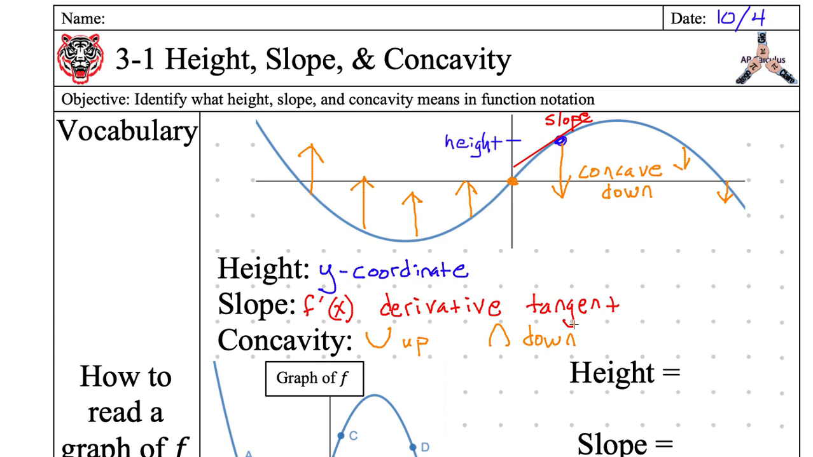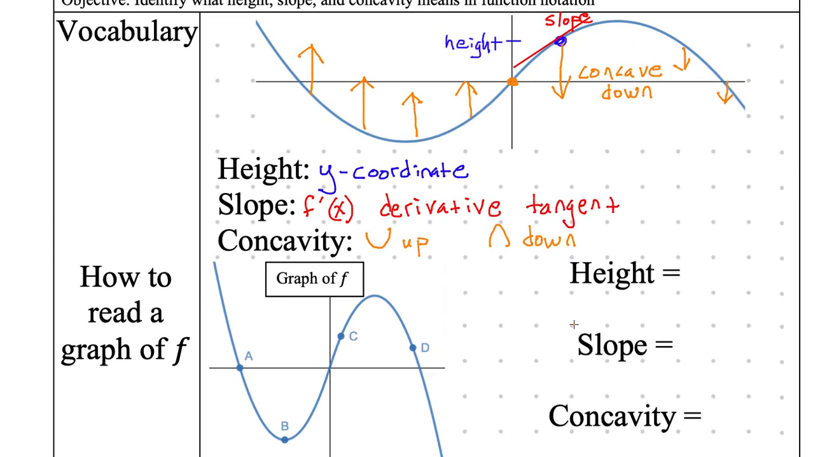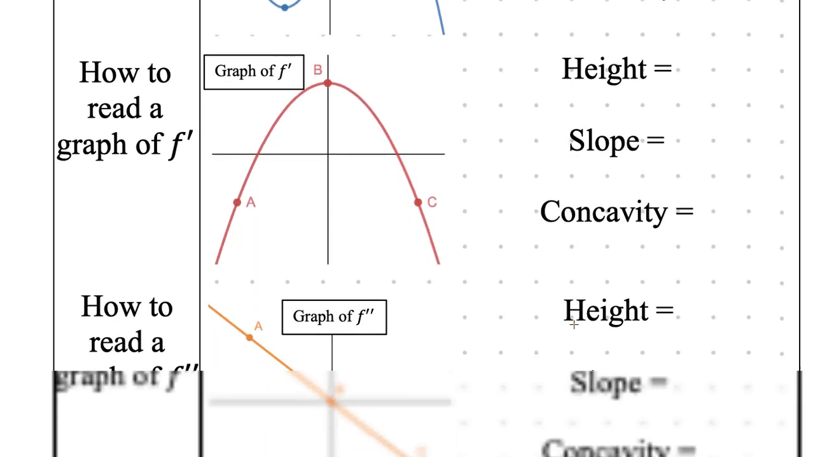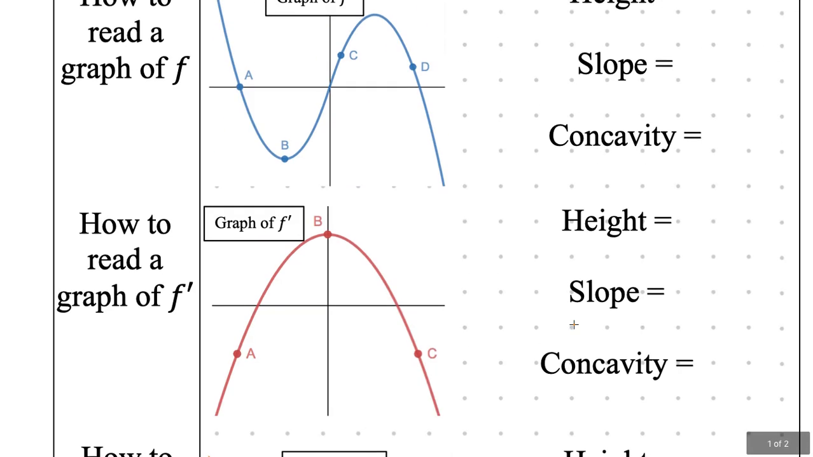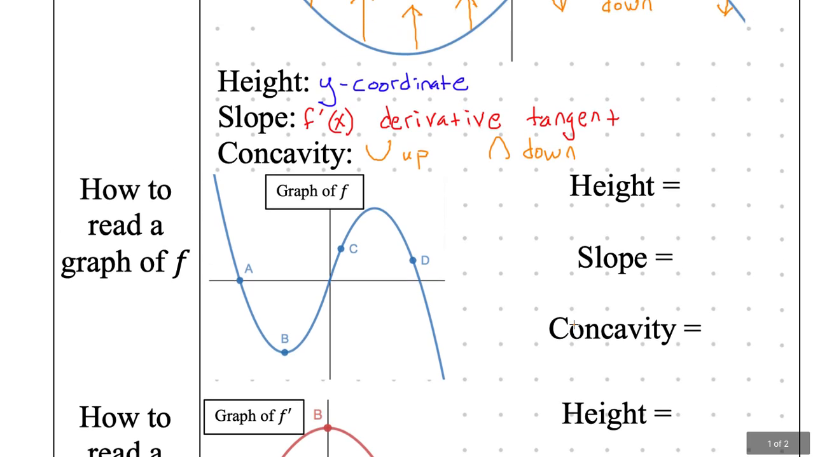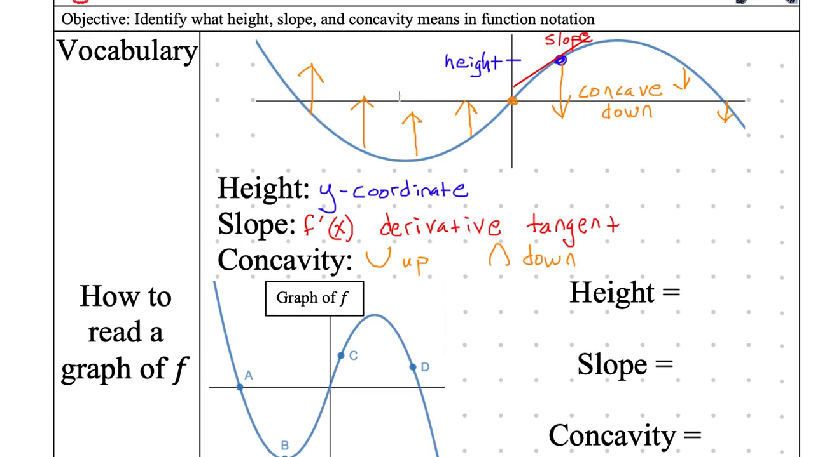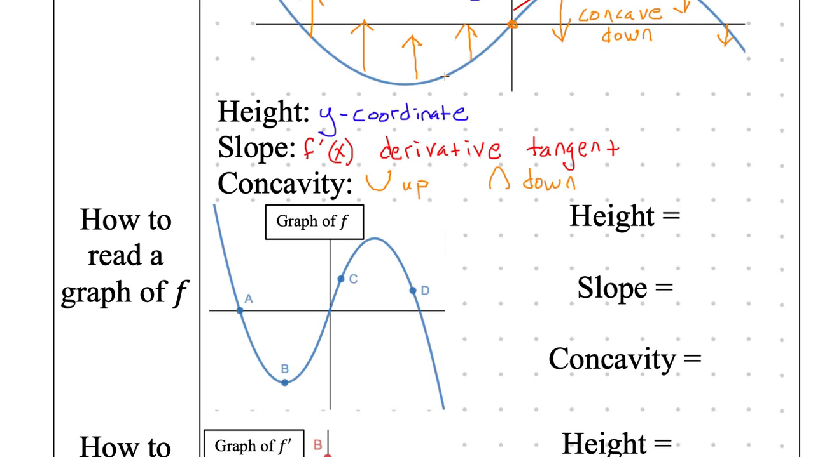Okay. So we have three graphs and then we're done. No backside. So here are the three graphs. If I have a graph of f, it's what we're used to. Nothing is new. If I'm looking at a graph of f, you basically are looking at this graph that we just did for vocab.